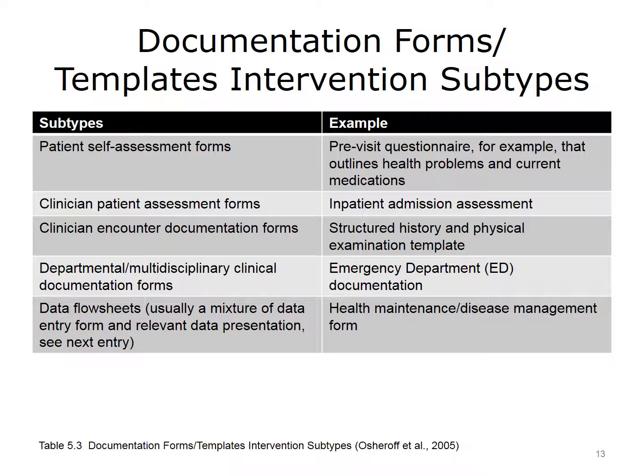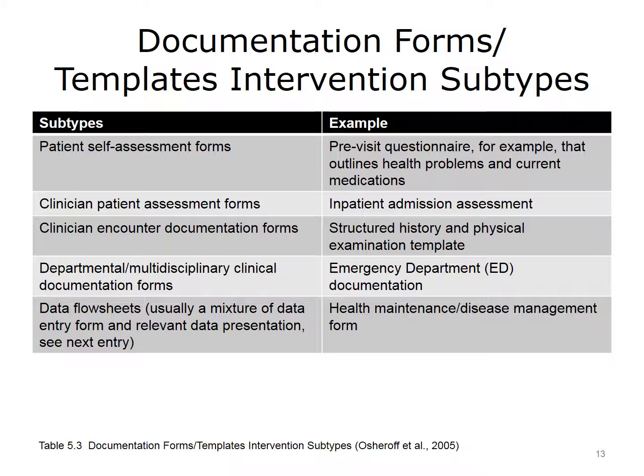Subtypes, along with examples as summarized by Asheroff et al., are shown in Table 5.3. Row 1 lists the subtype of patient self-assessment forms with the example of a pre-visit questionnaire that outlines health problems and current medications. The second row identifies the subtype of clinician-patient assessment forms and inpatient assessment as its example. Clinician encounter documentation forms is the third subtype, and a structured history and physician examination template is an example.